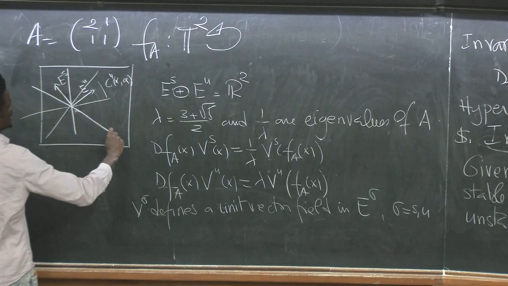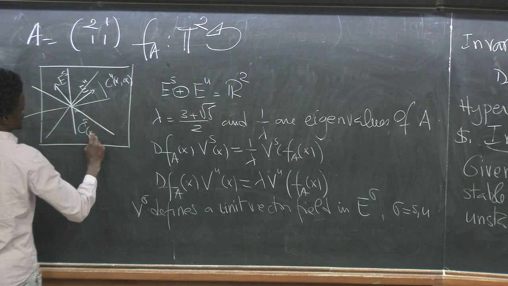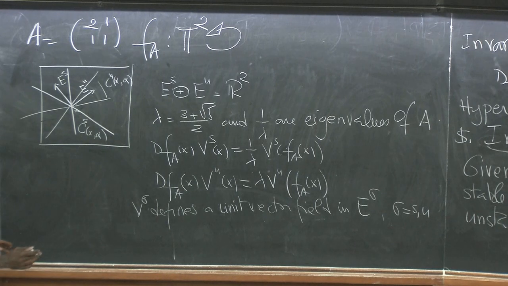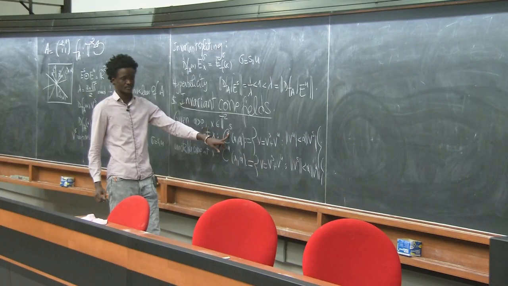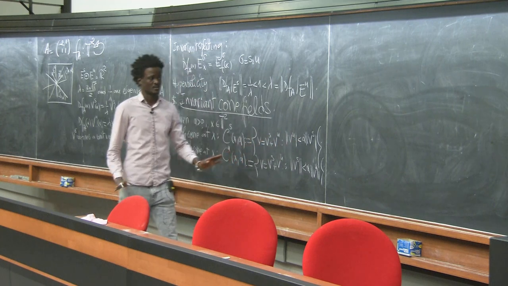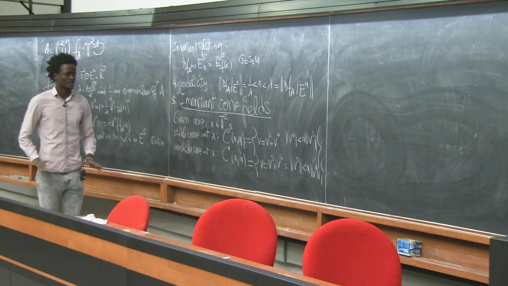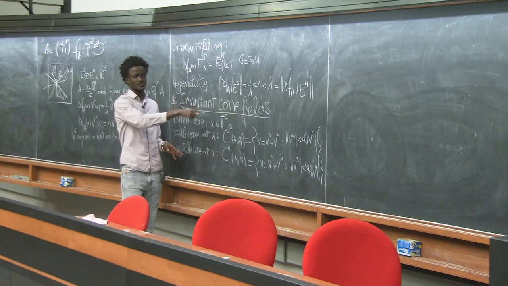Also around ES, I have the same. This is CS X alpha. I mean, it's clear that you can see this is a cone around the stable, because if VU is zero, this is trivially satisfied. One very important thing about this cone field is their invariance by the dynamics, which I said here.